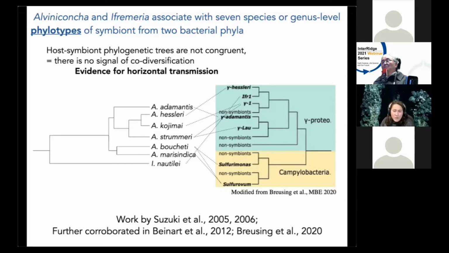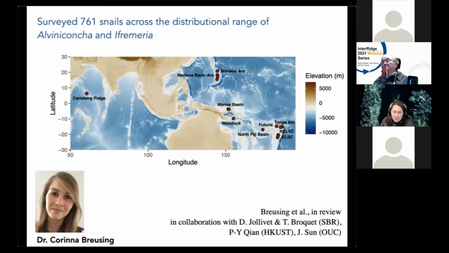Okay, so we recently embarked on a global collaborative study looking at the symbionts of Alviniconcha and Ifremeria across their distributional range. This is some data that's in a paper that's currently in review, being led by a postdoc in my laboratory, Dr. Corinna Breising. It's a collaboration with Didier Jolivet, Thomas Broquet, Peiwan Qian, and Jin Zun as well. So it's a global collaboration where we've all contributed samples for this analysis to look at the symbionts across their distributional range. And we end up with 761 snails total in this data set, so it's quite a large data set.